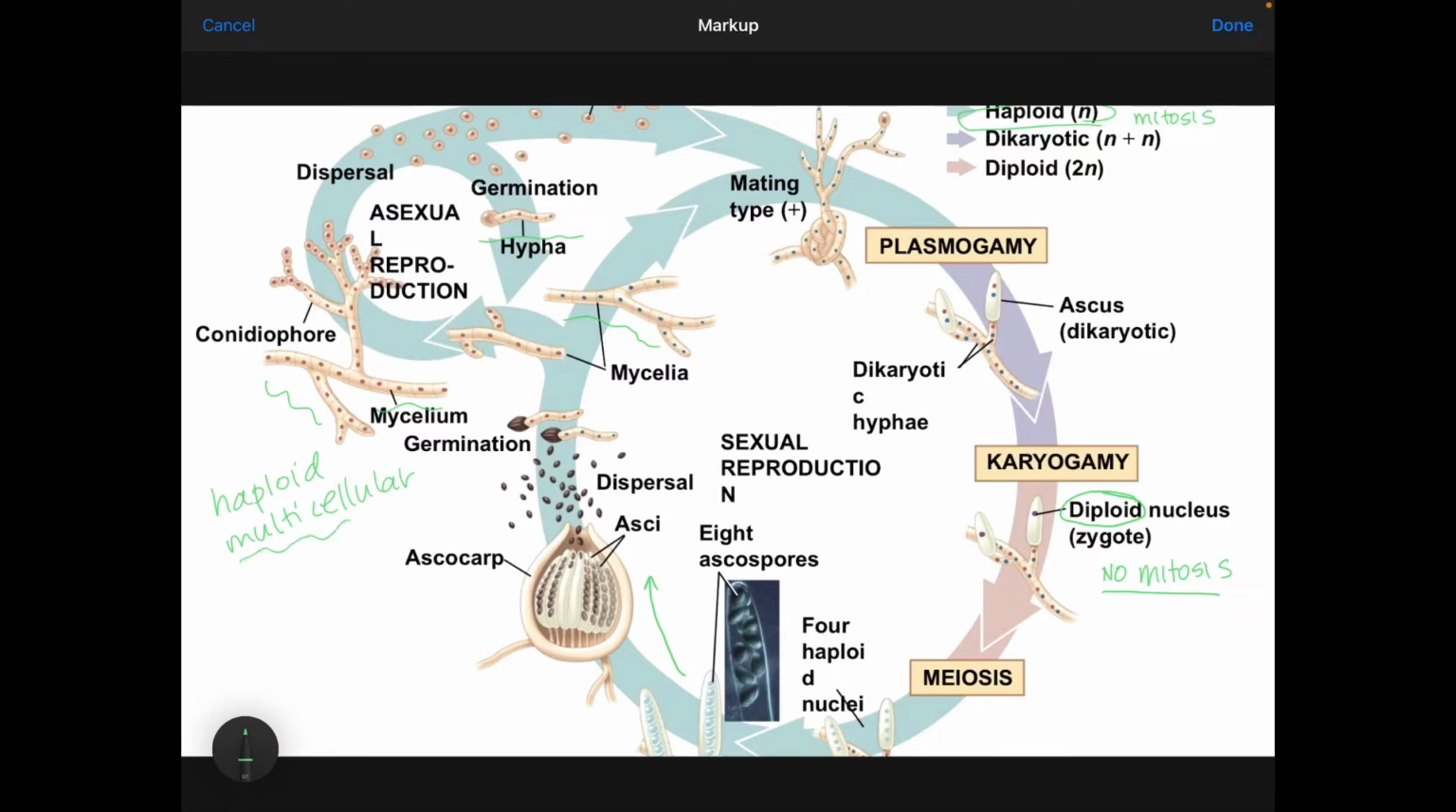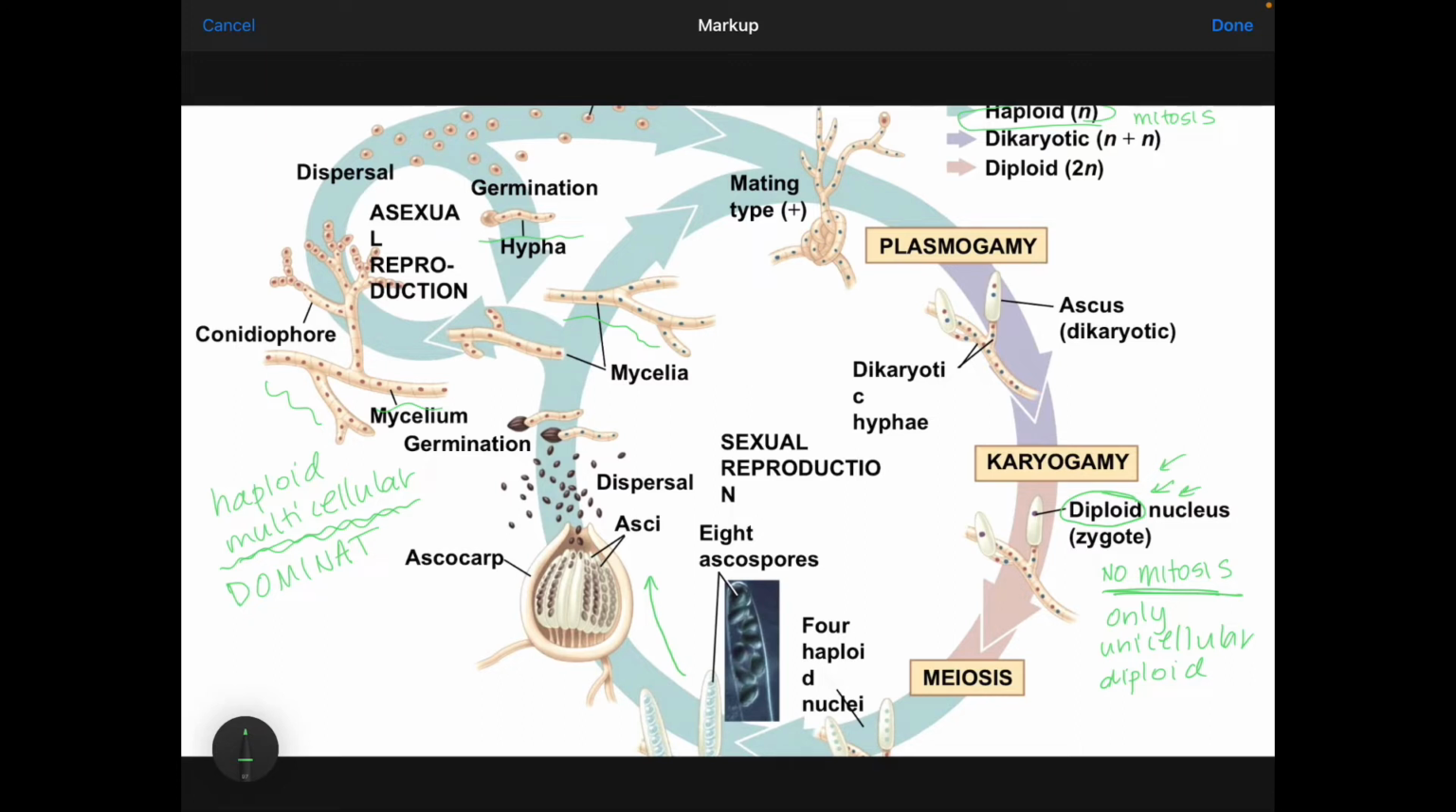Now, plants also have a haploid multicellular stage, but plants have a diploid multicellular stage as well. These ones do not have a multicellular diploid stage. So no mitosis in the diploid stage, so only unicellular diploid, not multicellular. So the diploid is unicellular only. Haploid can be multicellular or unicellular. That is a feature of fungi. Their main dominant stage is their haploid stage. They only use their diploid stage during reproduction.